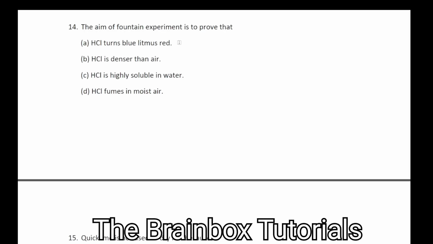The aim of fountain experiment is to prove that option A, HCl turns blue litmus red, option B, HCl is denser than air, option C, HCl is highly soluble in water, and option D, HCl fumes in moist air. And the correct option is option C, HCl is highly soluble in water. In fact, one more gas is used for fountain experiment, and that is ammonia. So this question can come for ammonia also.